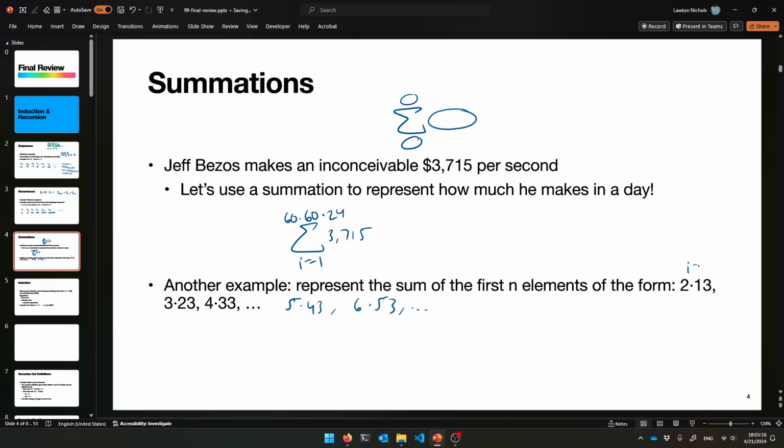Like this could be our i variable. It could start at 1. When i is 1, we do that, all the way up to, well, that's 1, 2, 3, 4. Like if i is 5, we'd end up here. So let's make a formula that when i is these things, it corresponds. So we'd like to make a summation that sums up the first n elements.